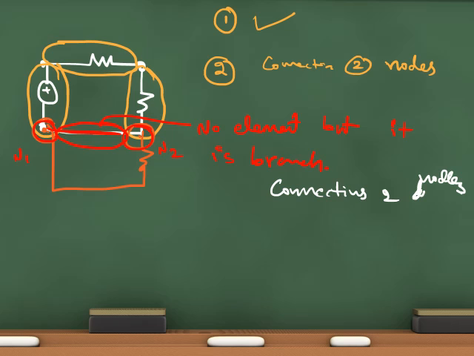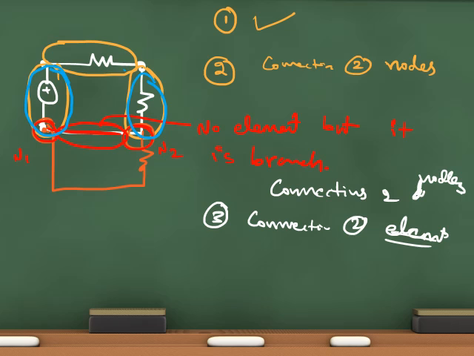And the third definition is connecting two or more elements, or two elements simply. See here, this is one element and this is one element. Connecting these two elements, the third one will be a branch. Okay, in this way we can define a branch in three ways.